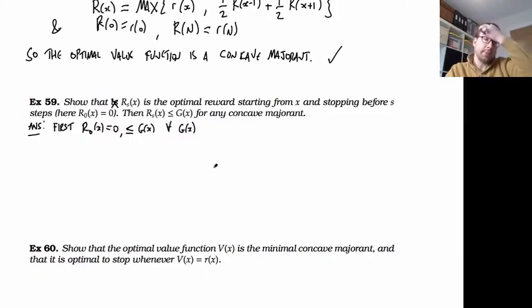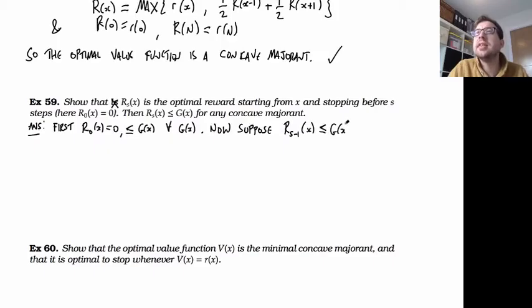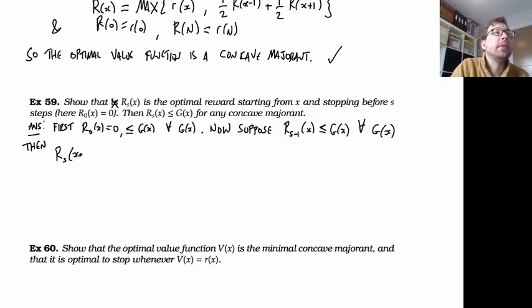Now, continuing our induction, suppose that r of s minus 1 of x is less than g of x for all concave majorants g of x. Then let's show it's true for the next step. Again, the idea is to apply Bellman's equation. It's a finite time problem. r of s of x is the optimal value function when you have to stop over s steps.